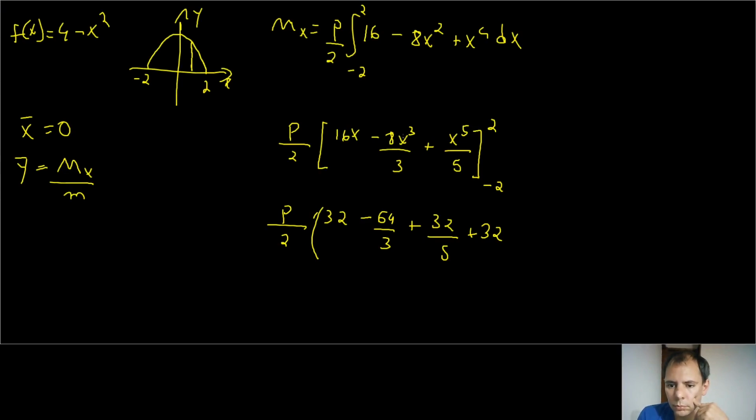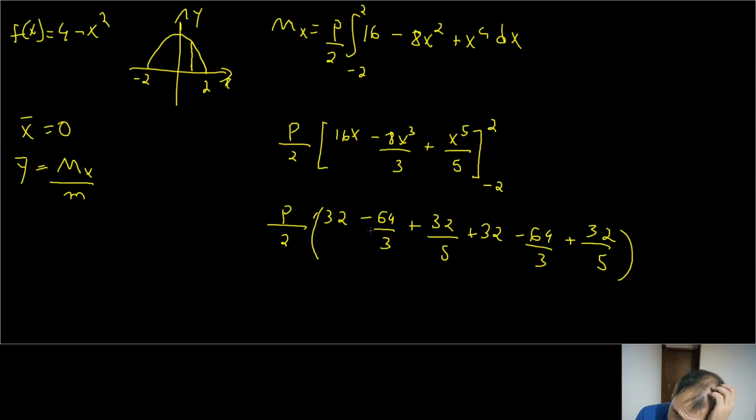Okay, so minus 8 times minus 8, 64 divided by 3. But because there's a minus, minus 64 divided by 3. And then you have this minus 32 over 5. With this plus, there's a minus, but because of another minus, it'll be plus 32 over 5.